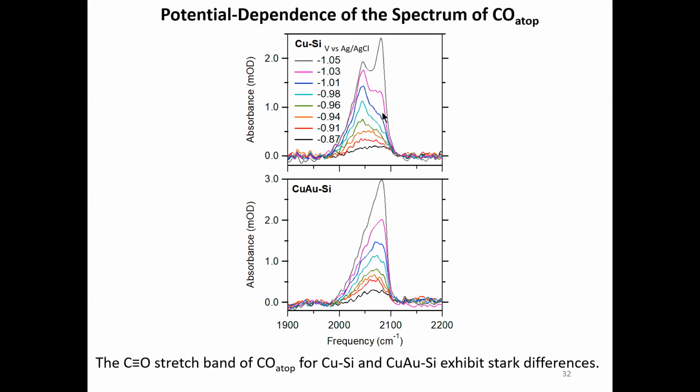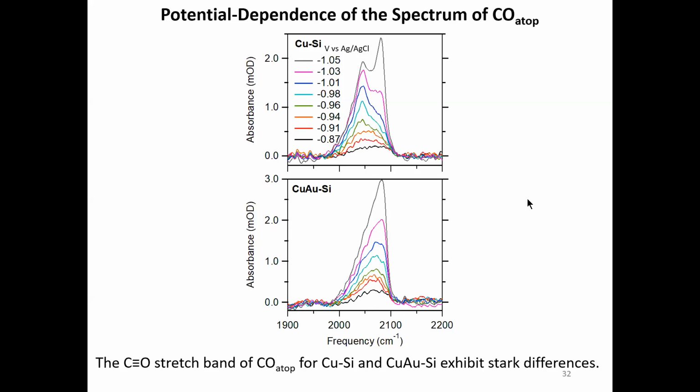In stark contrast to that, on copper gold silicon, we see that the band at 2080 wave numbers dominates at all potentials, and the 2045 wave number band never appears as a distinct band, so you can estimate its presence based on the asymmetry of this band. Now, these line shapes contain atomic level information on the electrode surfaces.